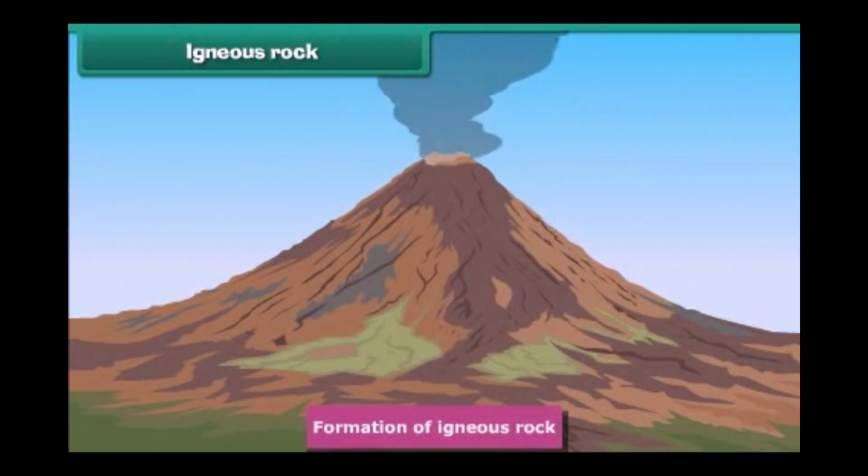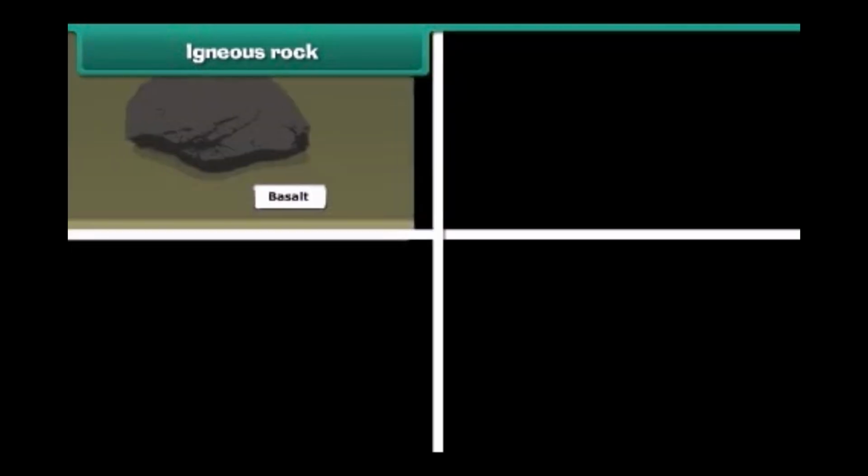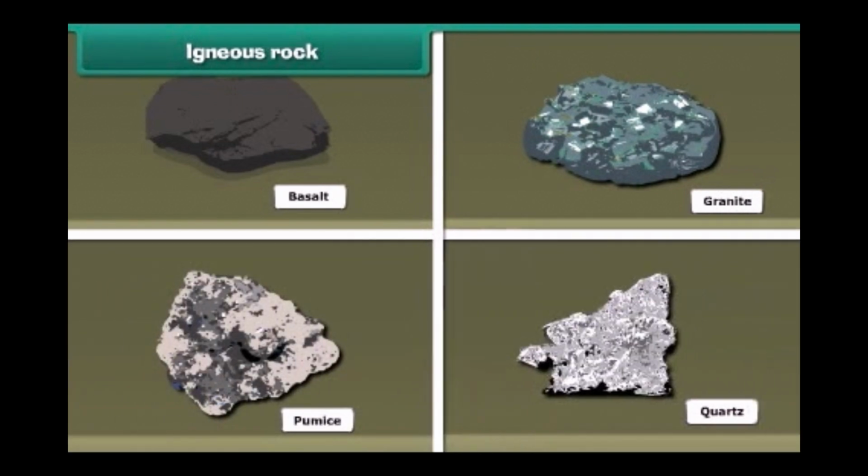Igneous rock is formed when molten rocks like lava in volcanoes cool, get hardened and solidified. It is often shiny and glossy. Basalt, granite, pumice, and quartz are examples of this kind of rock.